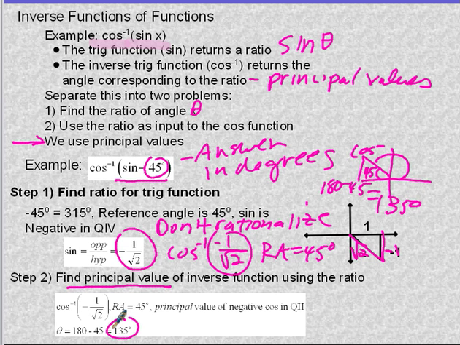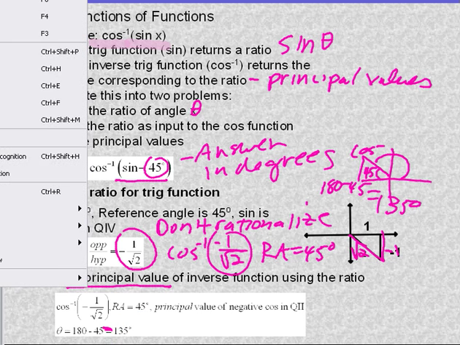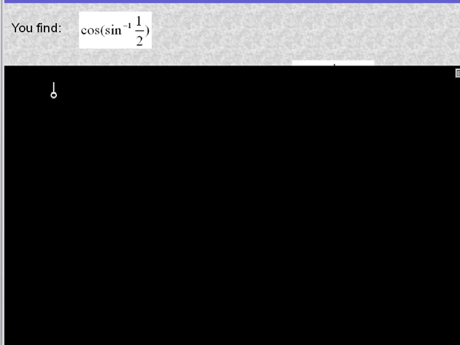This is actually an equals, it's not a negative here, so this is equals 135 degrees. I think the next page has something for you to try, so you should try that and check your answer in class to make sure you are doing this correctly.